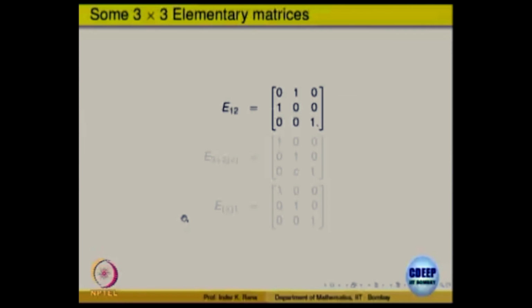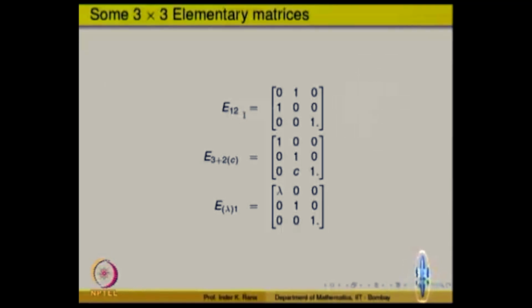So let us just look at examples of what E12 means, 3 by 3. So what is E12? Interchanging identity matrix row 1 with row 2, right? So in identity matrix, it is 1 here at the leftmost corner, 1 0 0. So that has gone, row 2 has come up. So this is E12.